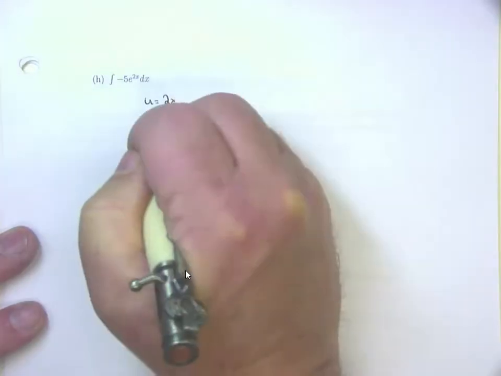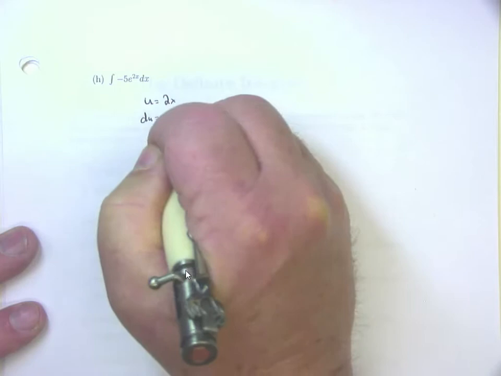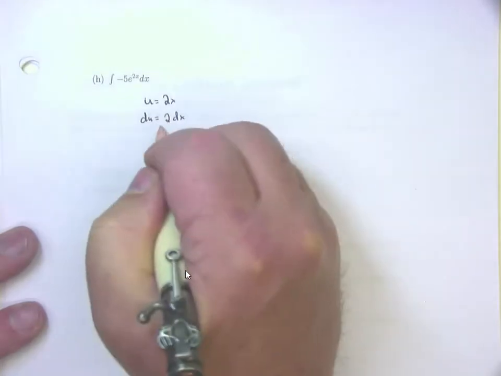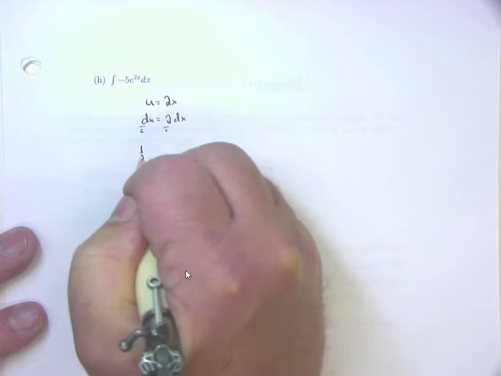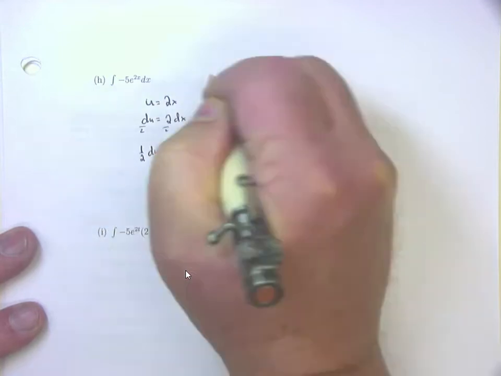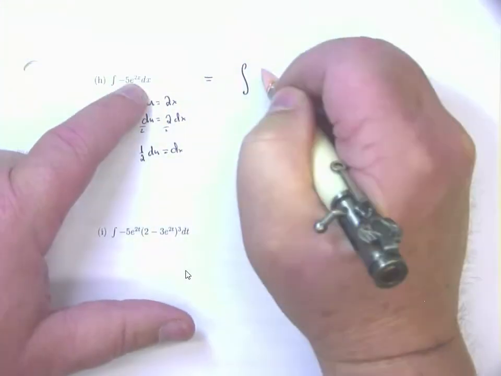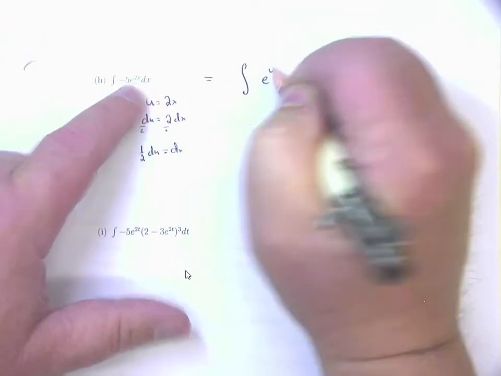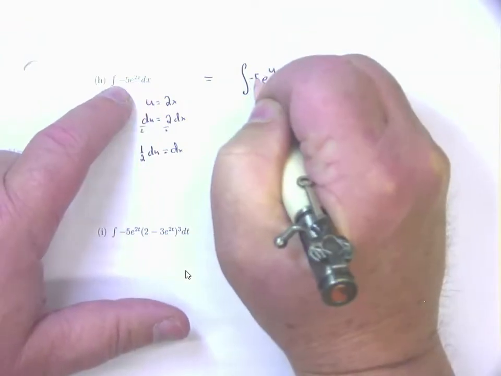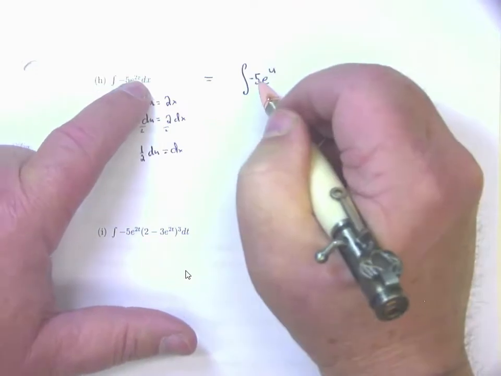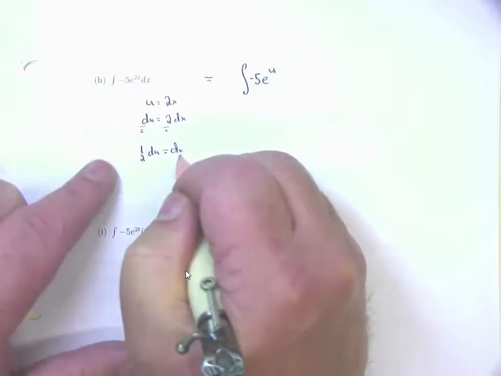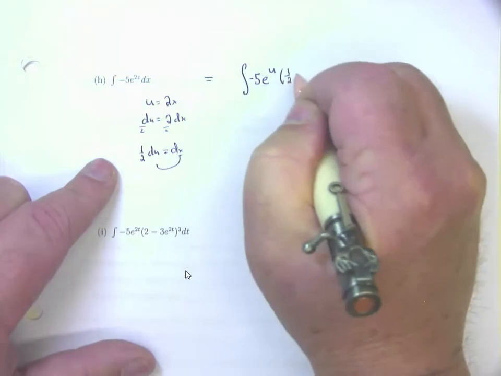Then I'm going to take the derivative, du. The derivative of 2x is going to be 2 dx. You can always manipulate the constant for substitution purposes. I'm going to divide both sides by 2. That gives me 1/2 du equals dx. So when I substitute, this becomes the integral of e, and the 2x was the u, so it becomes e to the u. Negative 5 is a constant, and the constant holds over. You keep your constants right there. The 2x was u, but the dx is going to get replaced with 1/2 du.